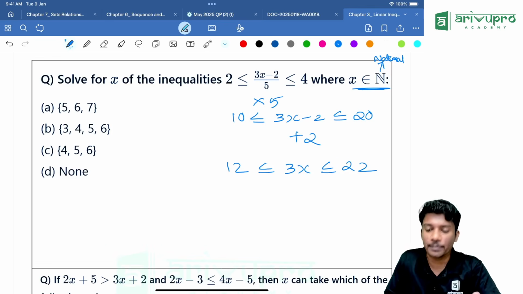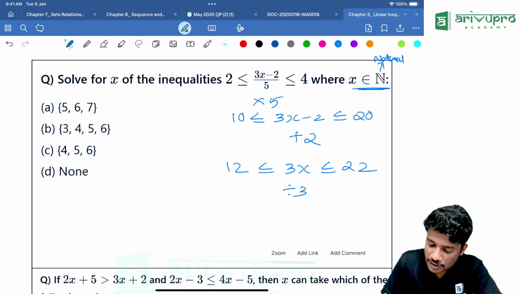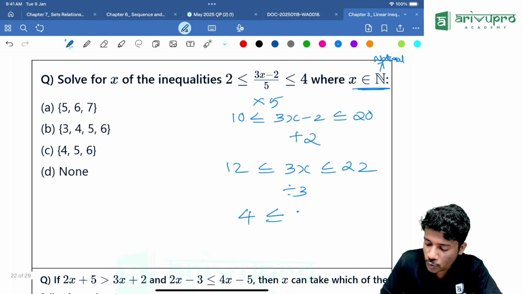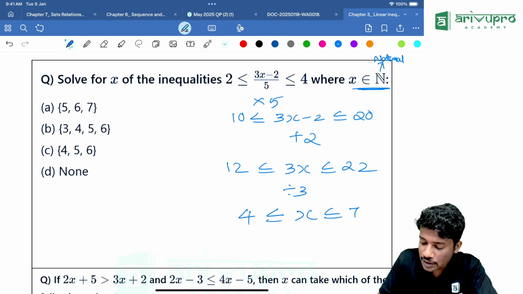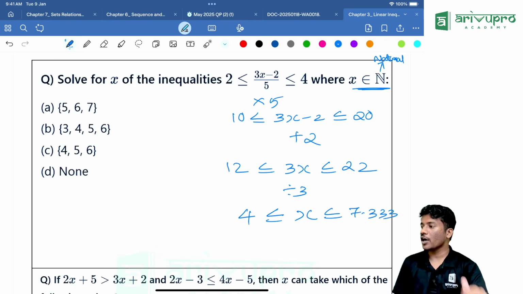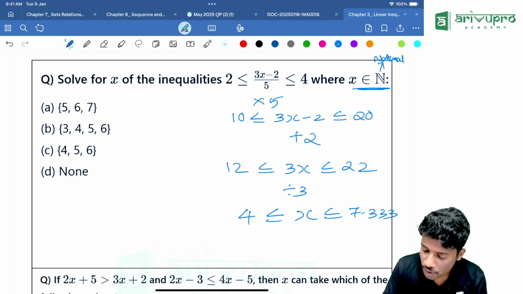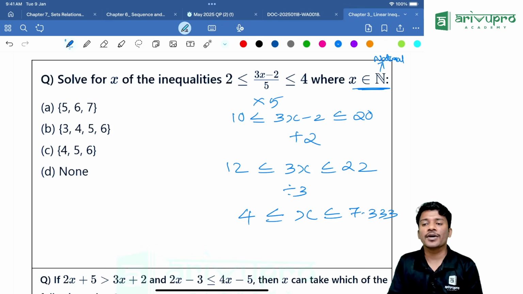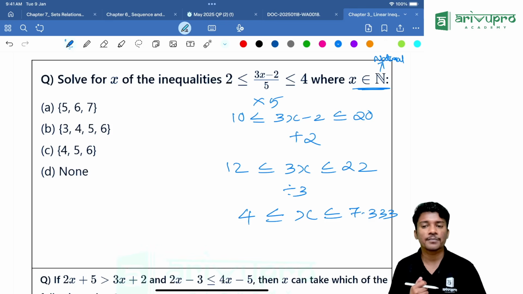Then what is the final step? Divide by 3. Divide by 3 means 12 by 3 is how much? 4 less than or equal to x less than or equal to 22 divided by 3, which is 7.333. Now my question, which are the natural numbers present in between 4 and 7.33? Now we will check the options. What are the possible answers? Is 4 there? Yes. Is 5 there? Yes. Is 6 there? Yes. Is option B correct?